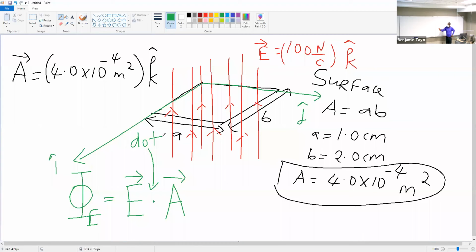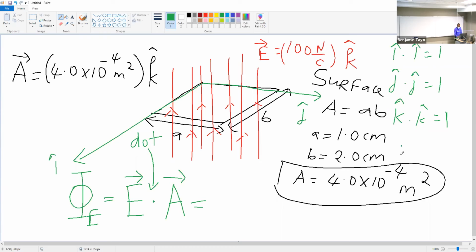So if I were to solve this problem, you have an electric field that is pointing in the k direction. You also have an area vector that is pointing in the k direction. Then what do you think this dot product is going to give me here? What is k dot k? It's a scalar. It's 1, right? So let's remember our unit vectors here. I dot I is equal to 1. J dot J is equal to 1. K dot K is equal to 1.